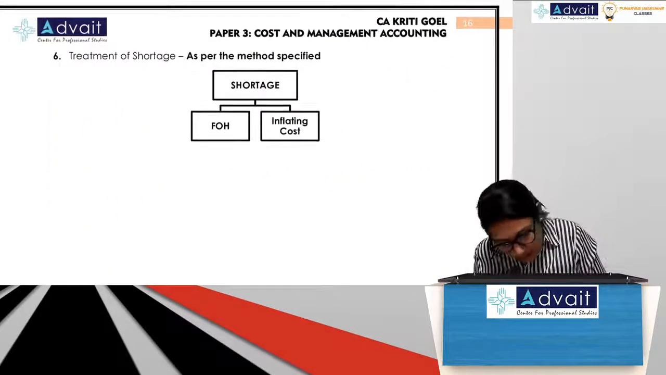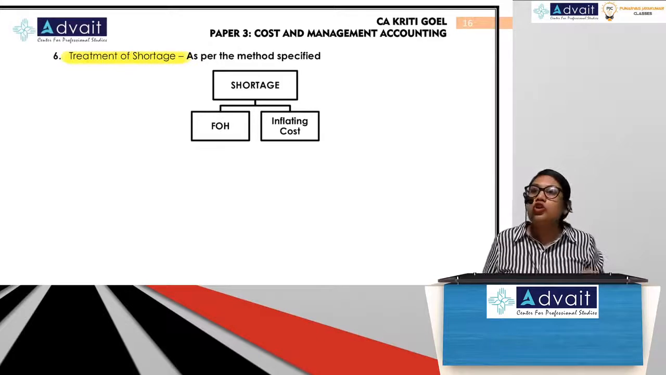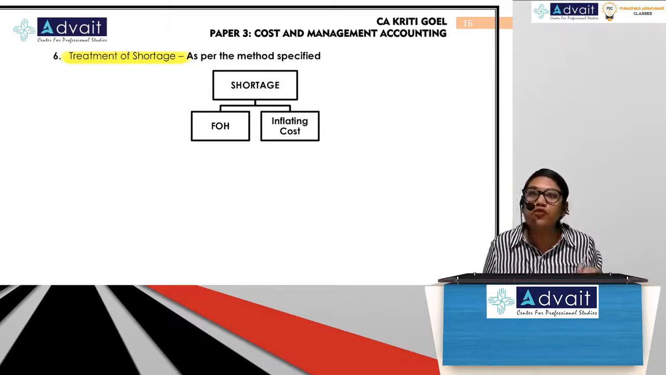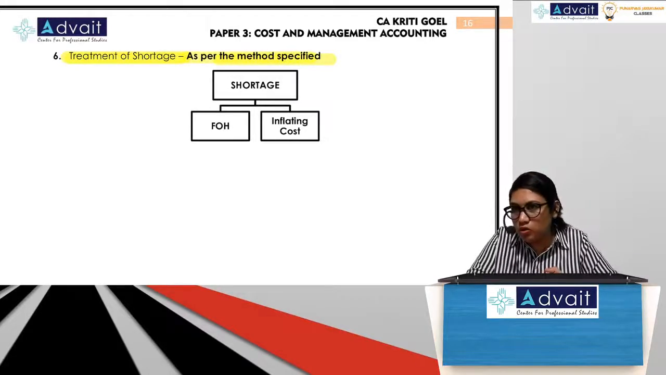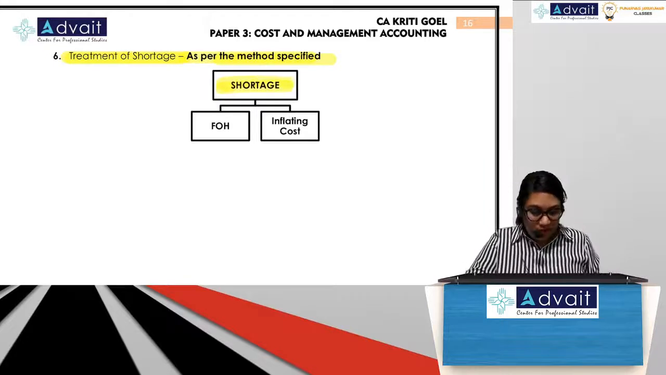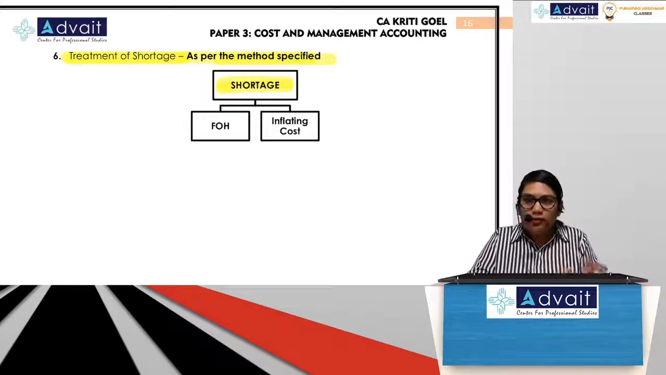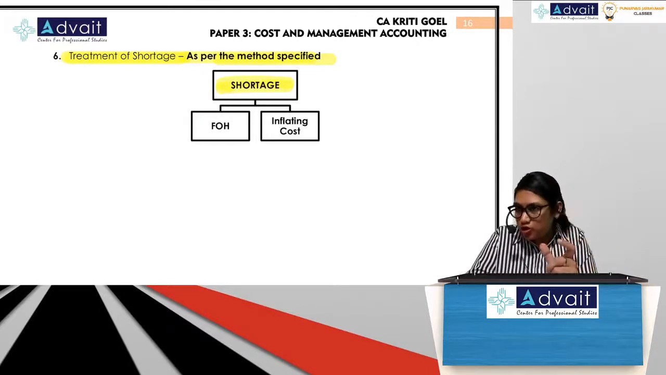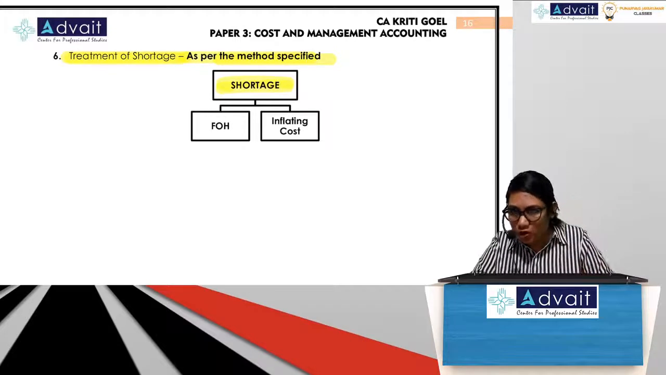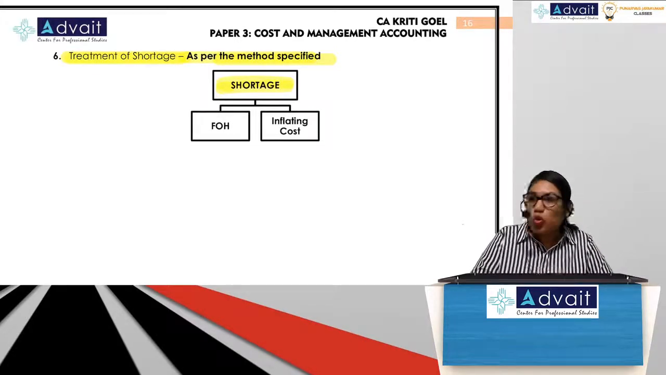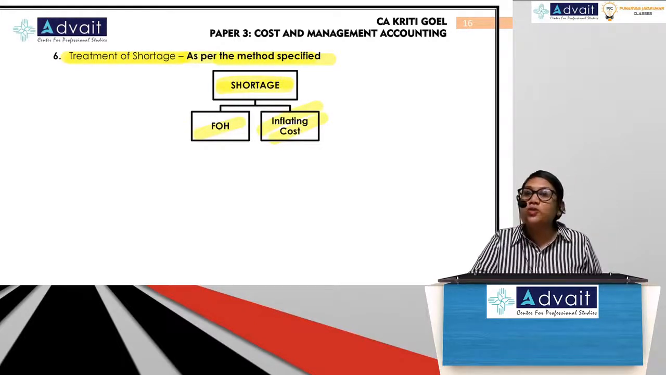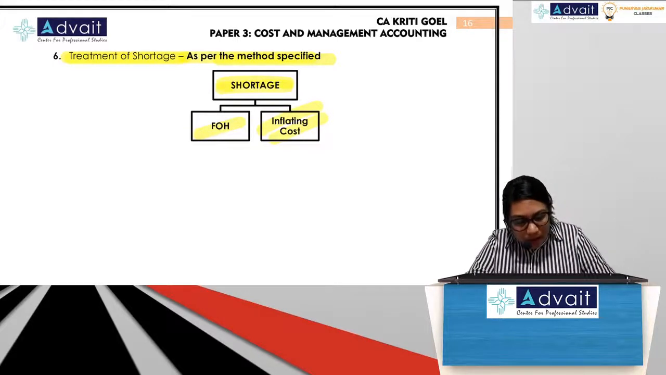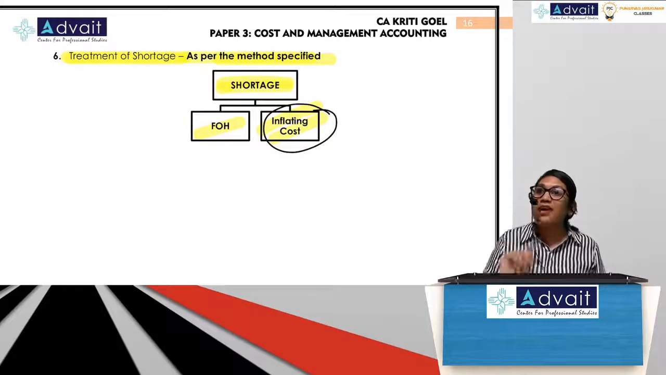Now the last one, very, very important one. Treatment of shortage. When we are treating shortage, it will be treated based on whether we are following FIFO or LIFO. So the value of that shortage will be based on whichever method we are following. Shortage can be treated in two ways: either you treat shortage as FOH or you treat shortage by inflating cost. This method we already know. Yesterday we did the apples method.